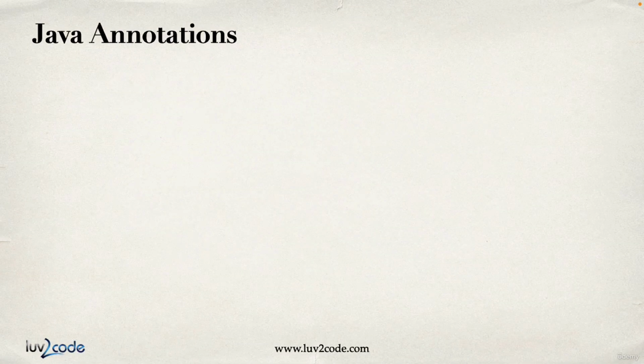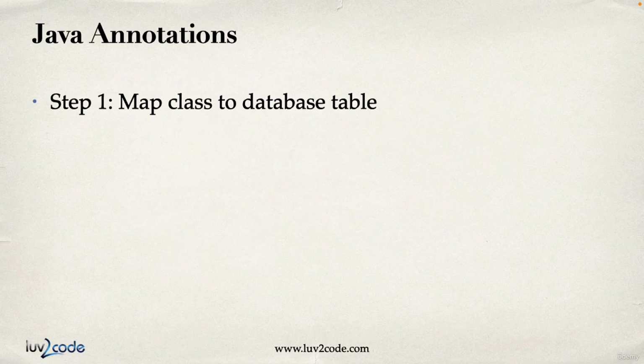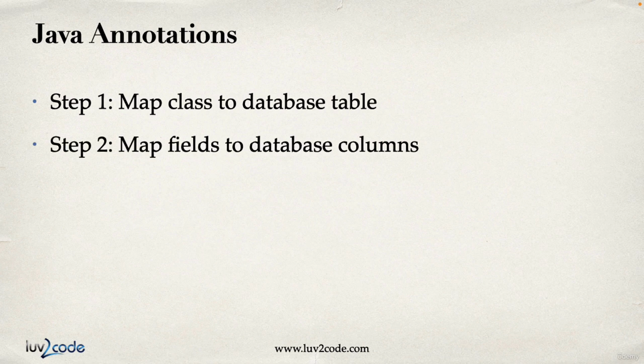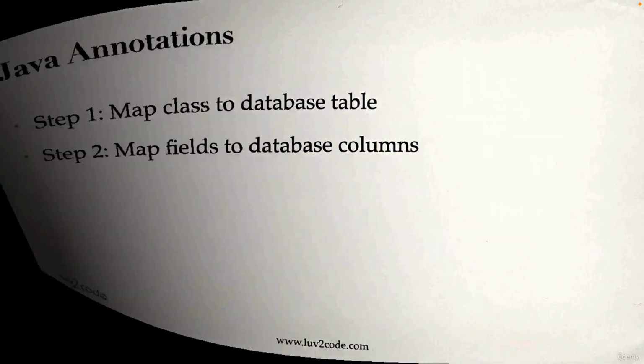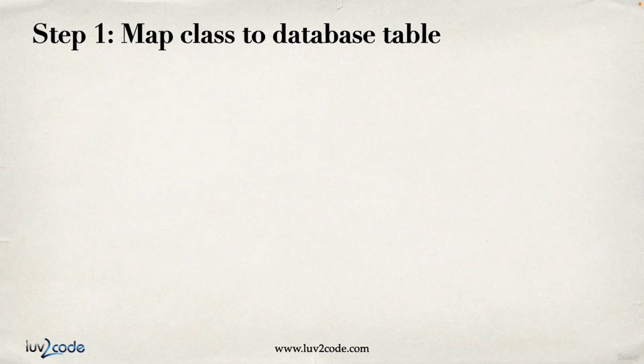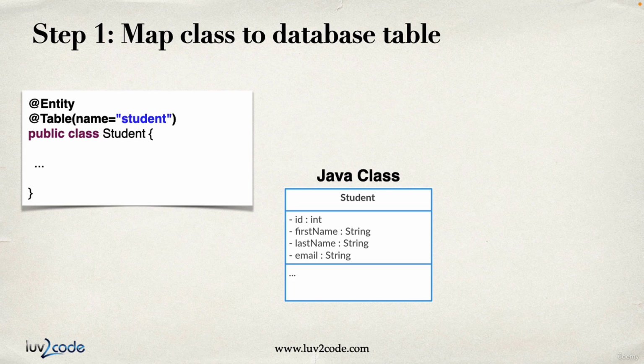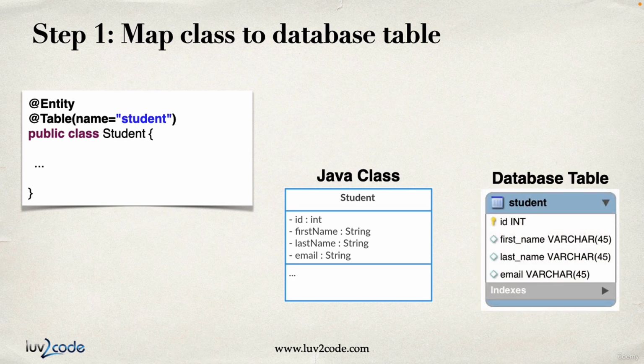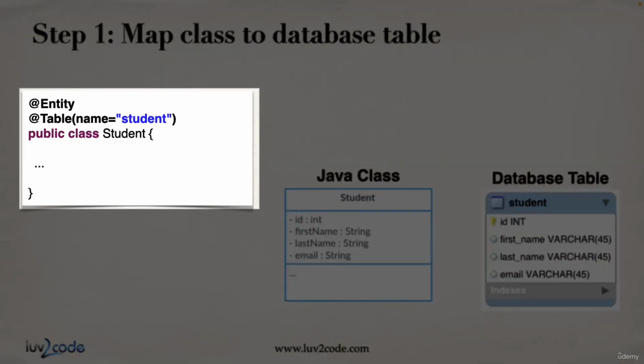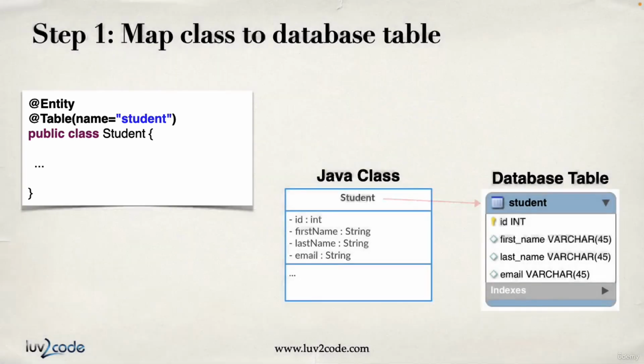With our Java annotations, we have 2 steps here. One is mapping the class to a database table, and then mapping the fields to database columns. Let's get started with step 1, mapping a class to a database table. We have this class Student, and we have this database table called student. Here I make use of the Entity annotation for my class, and then the Table annotation, and I give name equals student.